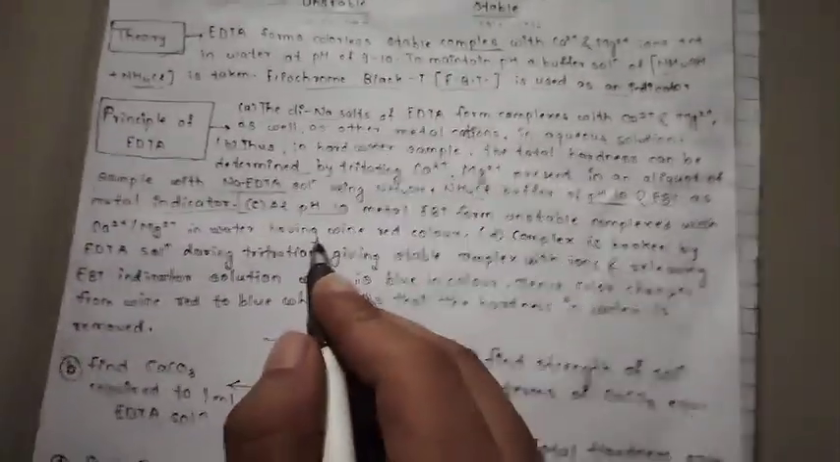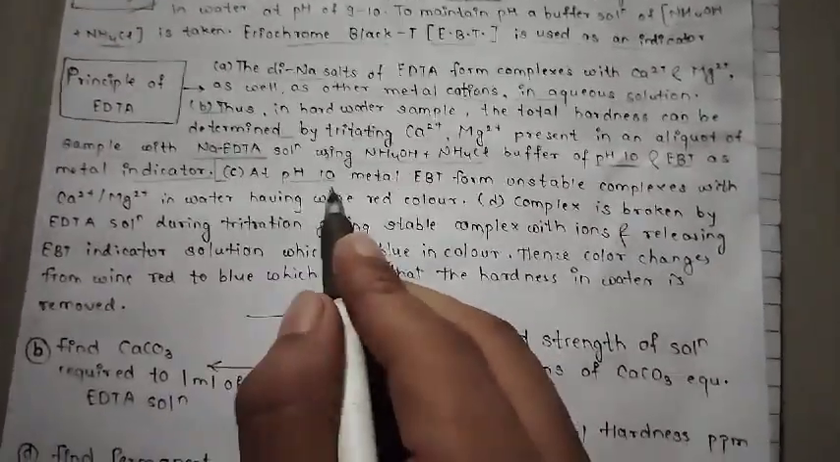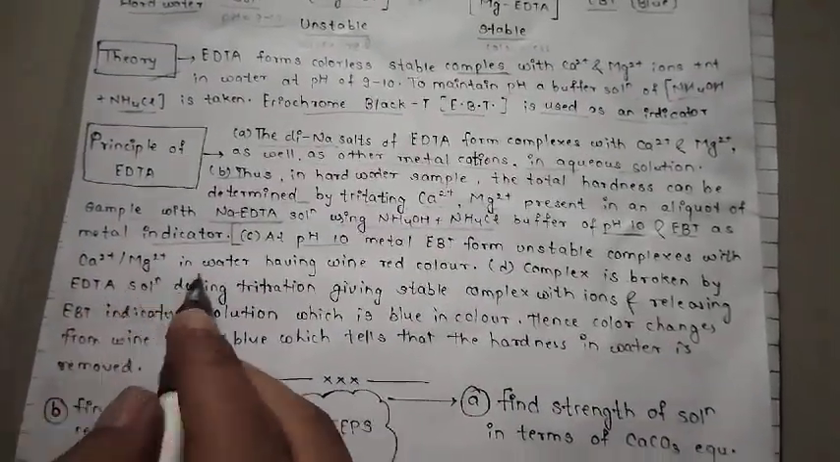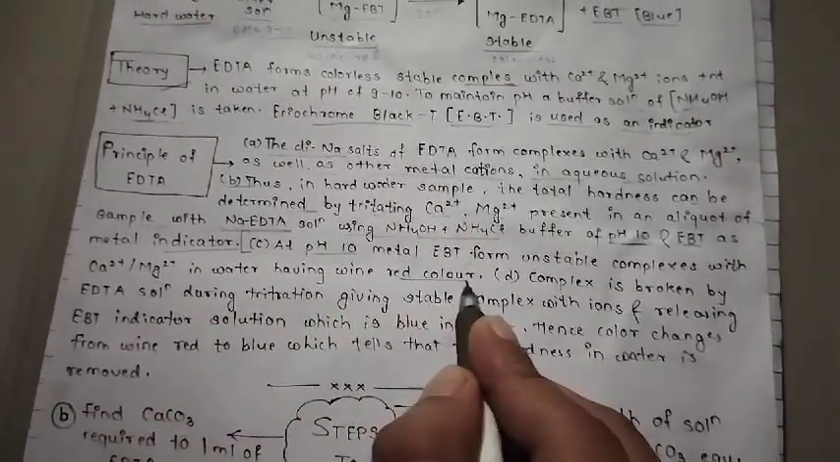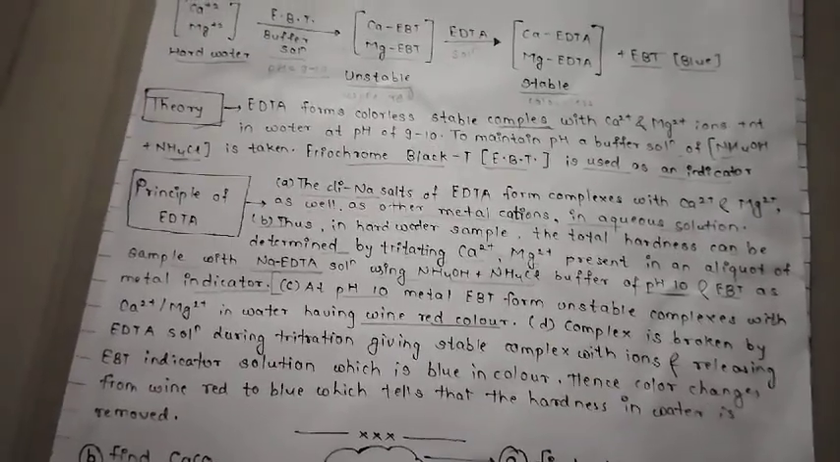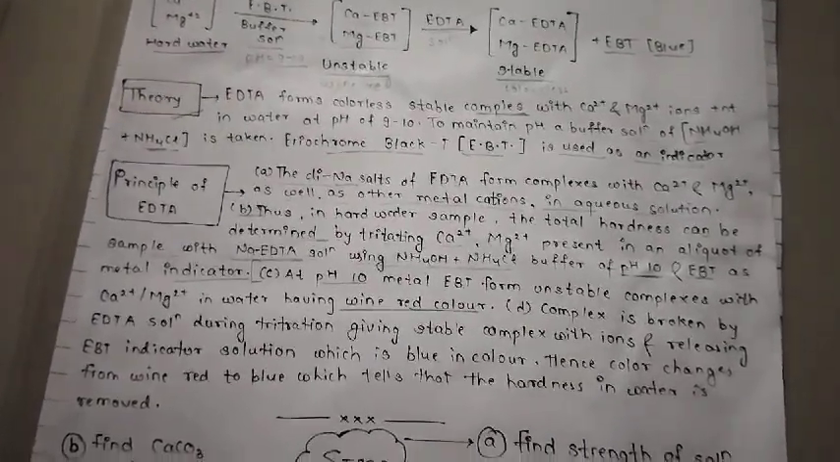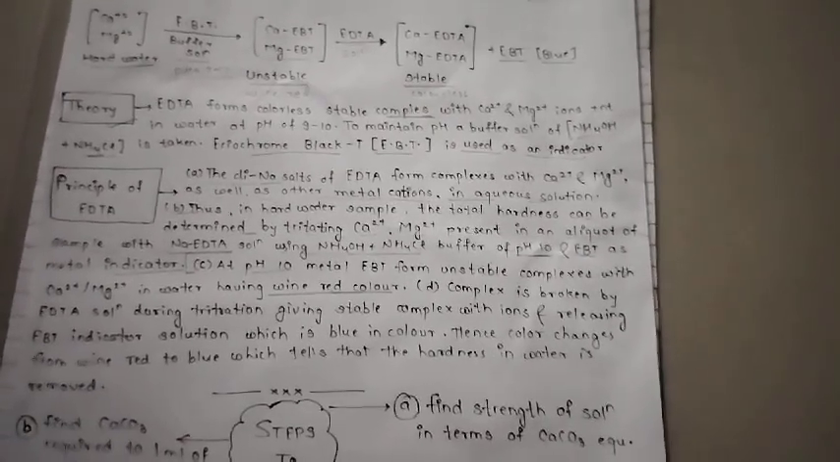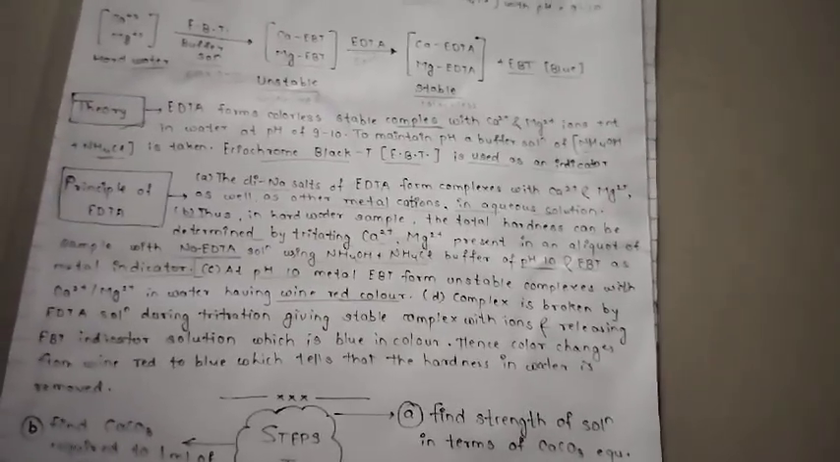The explanation for the reaction is as follows: at pH 10, metal EBT forms an unstable complex with Ca2+ and Mg2+ in water having wine red color. Guys, please note down the colors of the complexes which are forming. EBT's own independent color is blue, but when it reacts with the metals it forms a wine red color. And also the metal EBT complex is unstable.